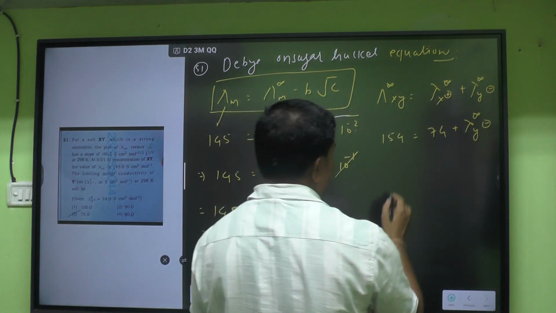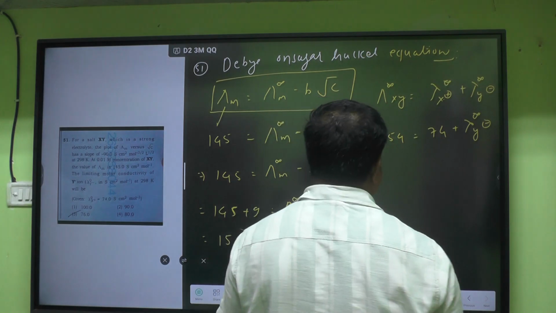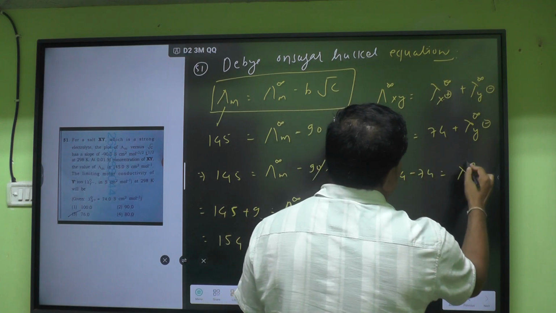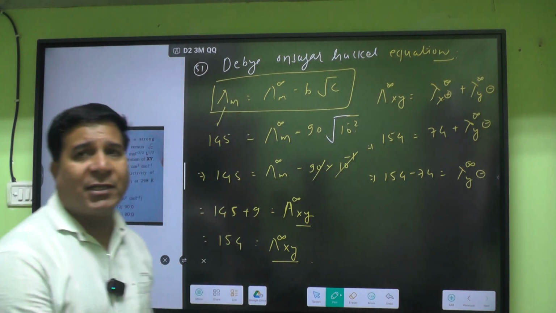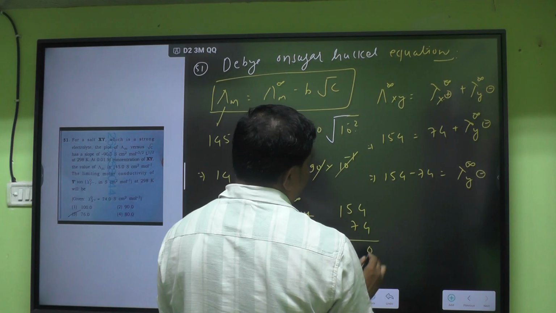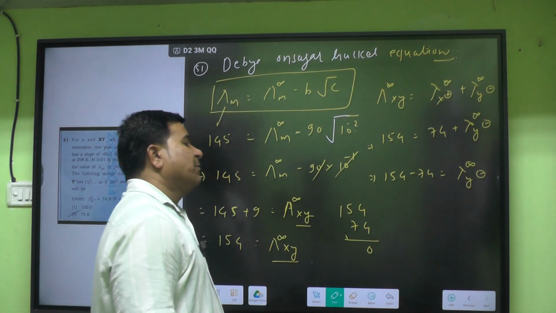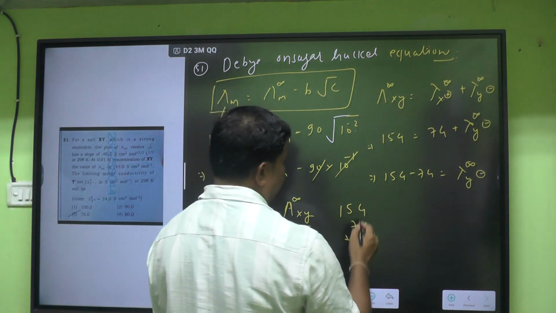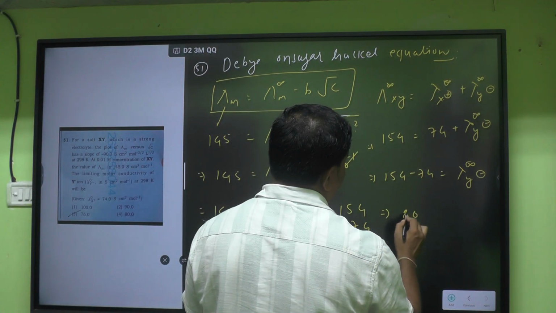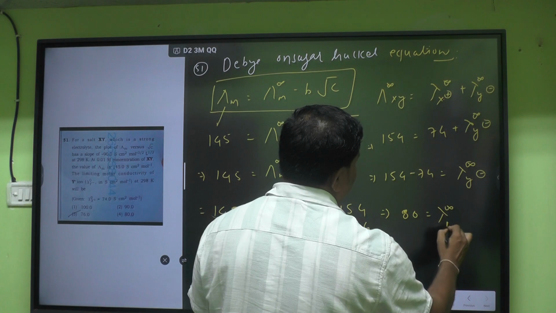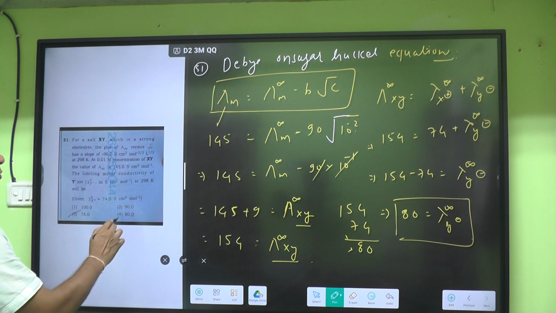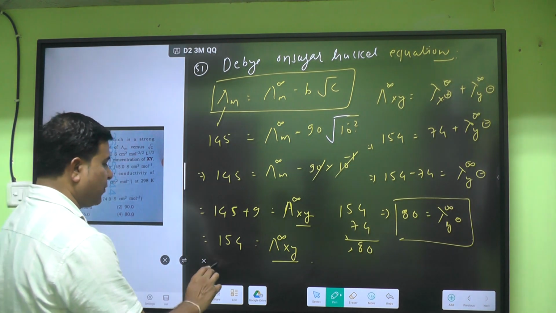So now here, 154 minus 74 gives the equivalent conductance of Y negative at infinite dilution. Subtracting, 154 minus 74 equals 80. So the molar conductance at infinite dilution of Y negative will be 80. What is the answer here? 80. So remember, the fourth option is correct for question 51.